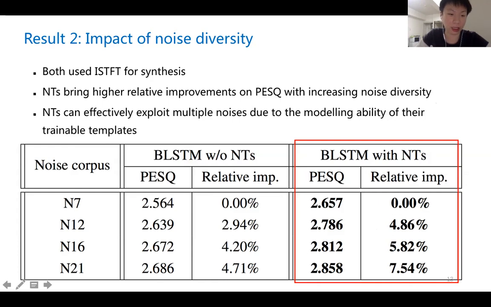So first, it's reasonable to see that with the increase of noise types, the performance is always improved. But for the system with noise tokens, we can see it has higher PESQ score and also higher relative improvement rate. So this indicates the noise tokens can effectively exploit multiple noises due to the modeling ability of their trainable templates.